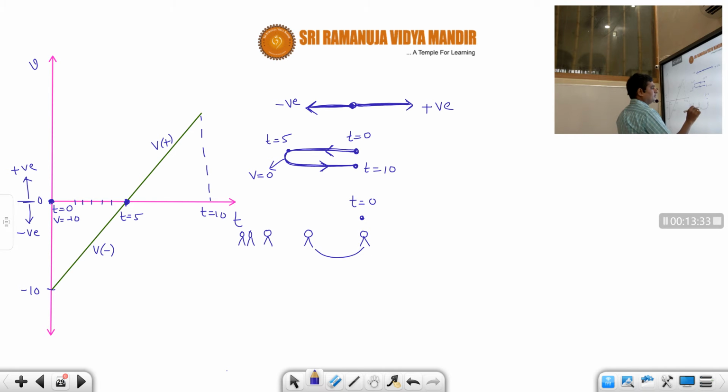So you can see, students, the velocity is decreasing, decreasing, decreasing, and then becomes 0. So that means it's going toward this side. Now it takes a U-turn. Now here, what is happening?